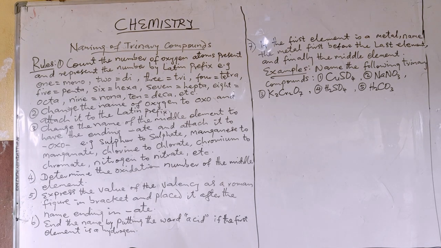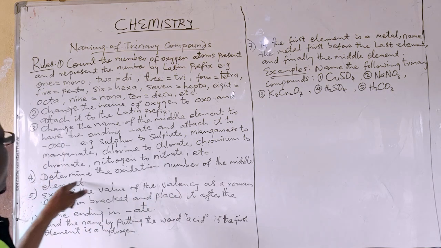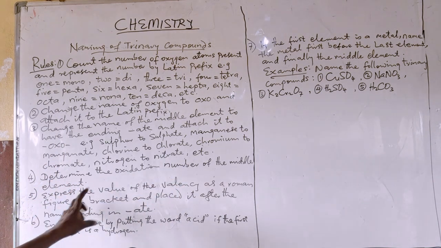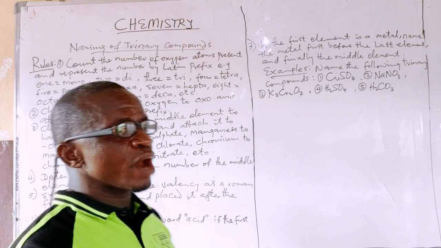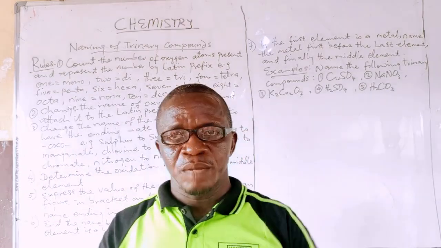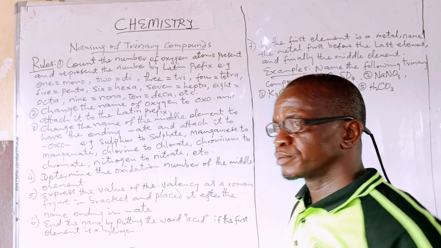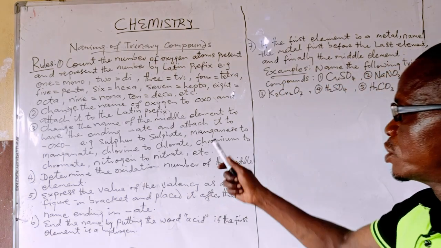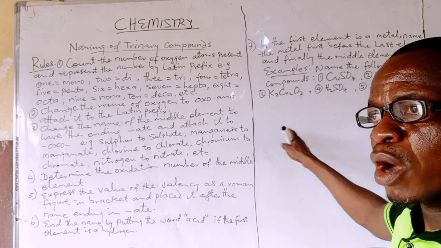Rule number 5, express the value of the valency as a Roman figure in brackets and place it after the name ending in ATE. So you will put the value after you finish calculating that oxidation number here. The value will be inside brackets, in the form of a Roman numeral, not in the normal 1, 2, 3.